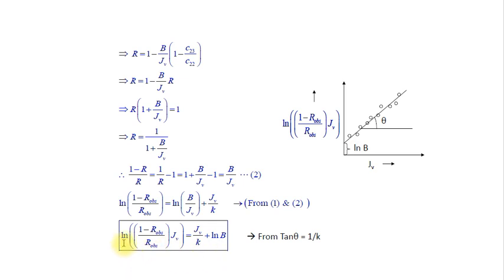So the final expression is ln((1 minus R observed) divided by R observed) equals JV by K plus ln B. Okay, so this is the final equation. In this equation, R observed is the rejection of salt. Rejection of salt can be calculated like this: in the feed system you have 500 ppm salt, and at the product you get 50 ppm salt. So (500 minus 50) divided by 500 is the rejection of salt. In this way you can calculate R observed.